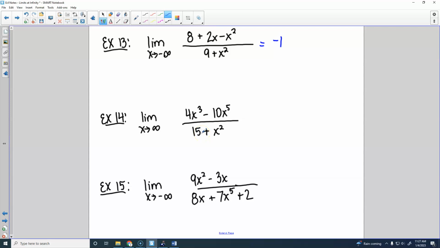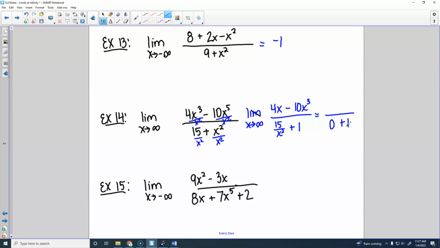This one's more confusing. You divide everything by x squared. So that gives you the limit as x approaches infinity of 4x minus 10x to the third over 15 over x squared plus 1. And what I saw a lot of you doing, you were good down here. You knew that was 0, that was 1. And then the top starts to give you trouble, right?